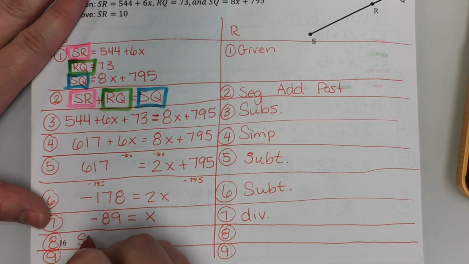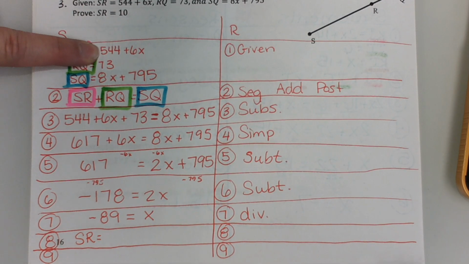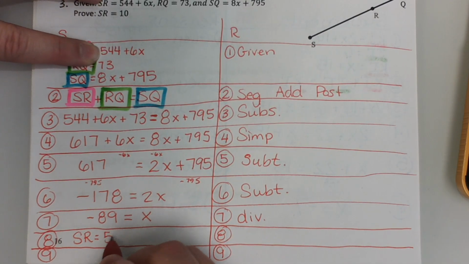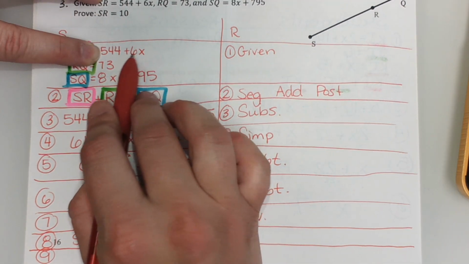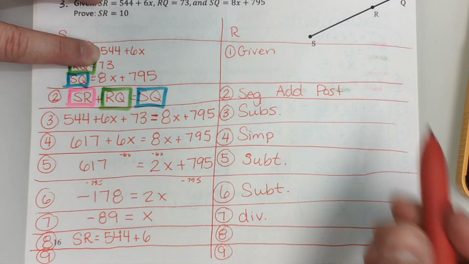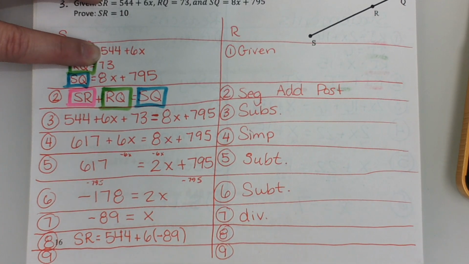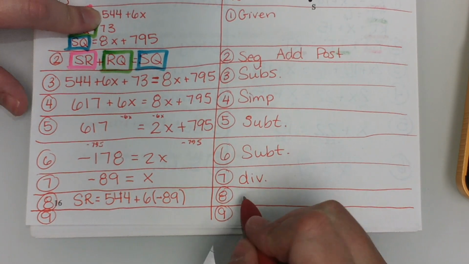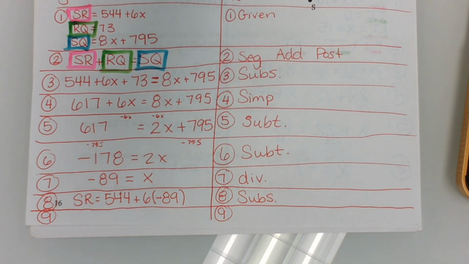I want to prove what SR is. I know that SR is equal to, up here it says it's 544 plus 6x. So I can write 544 plus 6. What's between the 6 and the x? Multiplication. So times, or I can put it in parentheses as a times symbol. And that is substituting back in. Plugging back in is substitution.